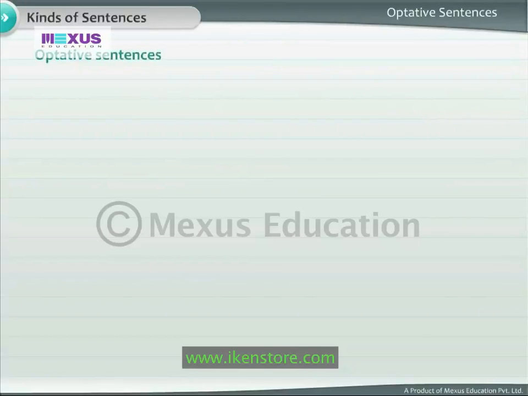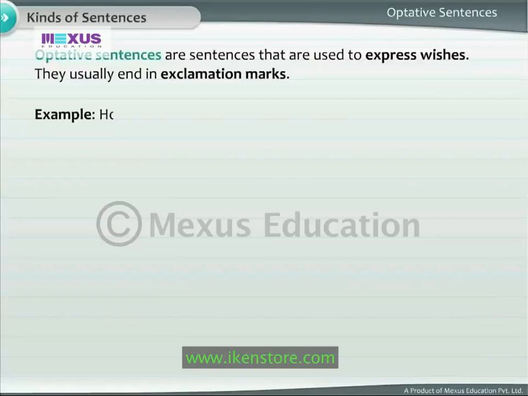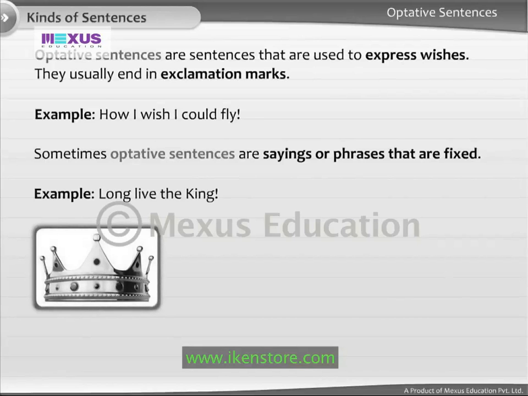Optative sentences are sentences that are used to express wishes. They usually end in exclamation marks. Take a look at the following example. How I wish I could fly! In this sentence, the writer is expressing his or her wish. Sometimes, optative sentences are sayings or phrases that are fixed. For example, long live the king! This is an optative sentence which is a common saying.